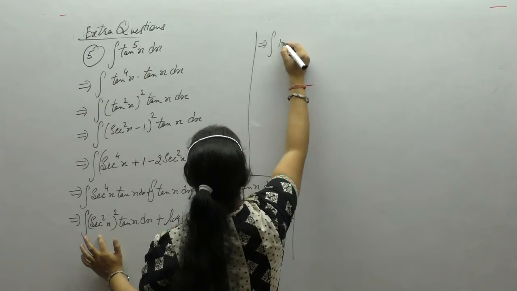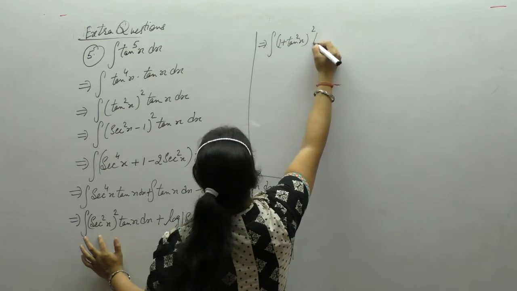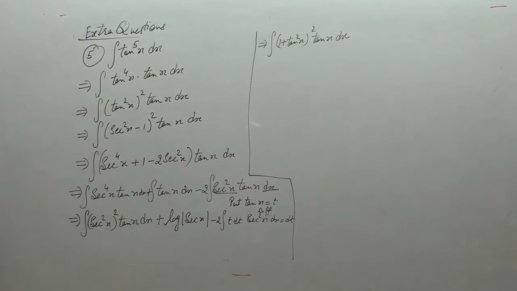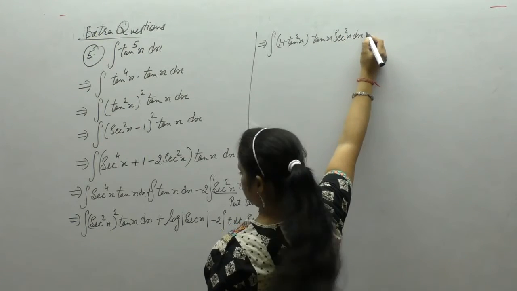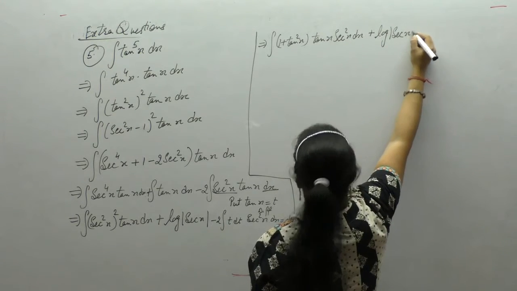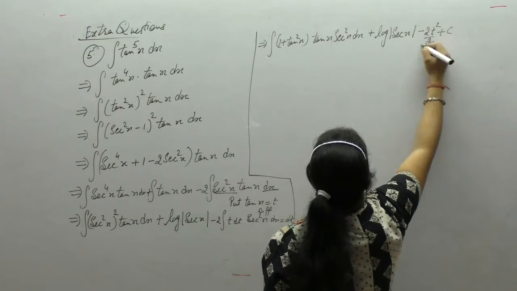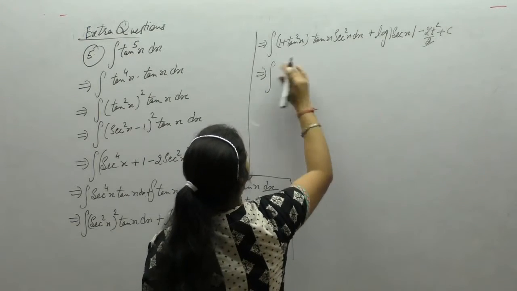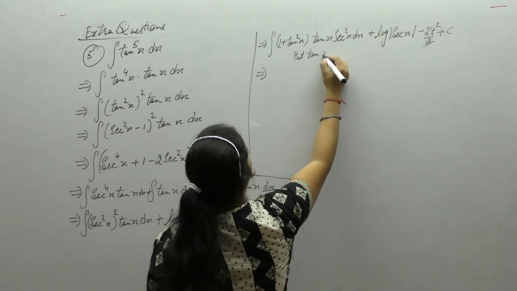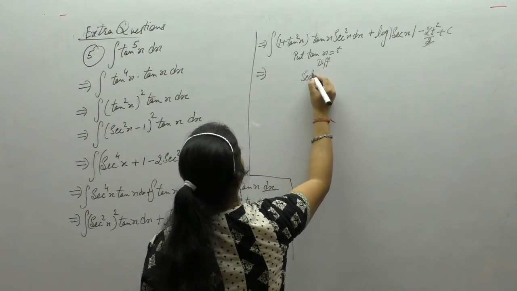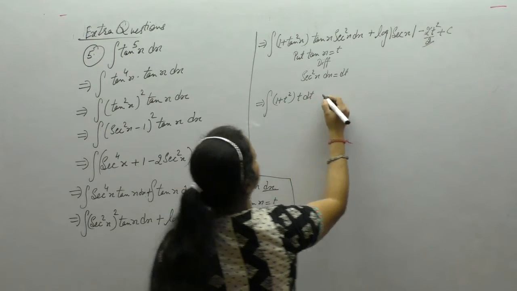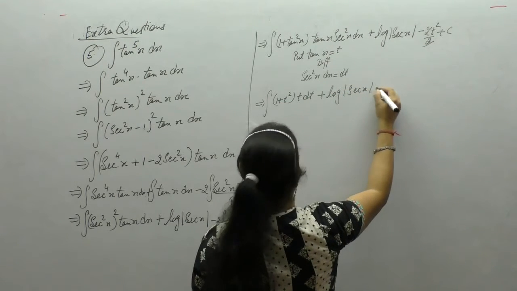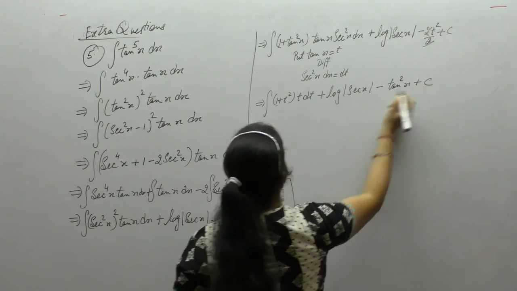Now write sec square x as 1 plus tan square x. One sec square x is this, and the other sec square x as it is, plus log of sec x, minus 2t square upon 2, plus c. Here put tan x as t. Derivative of tan is sec square x dx as dt. 1 plus t square into t dt, plus log of sec x, minus t is tan square x, plus c.